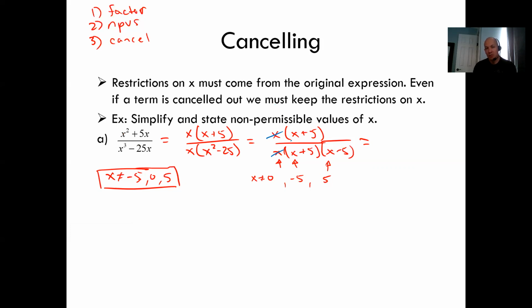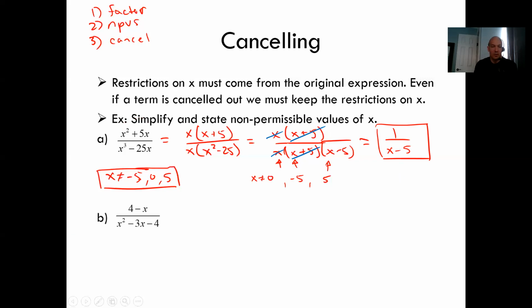X plus 5 and x plus 5 also cancel out. You must cancel entire brackets. You cannot selectively just grab the 5 and cancel it with the 5 down there. That does not work either. So you have to cancel entire brackets. Anyway, this whole thing here simplifies down to 1 over x minus 5. So this complicated thing here is equal to this simple thing here, as long as x is not one of these three values.